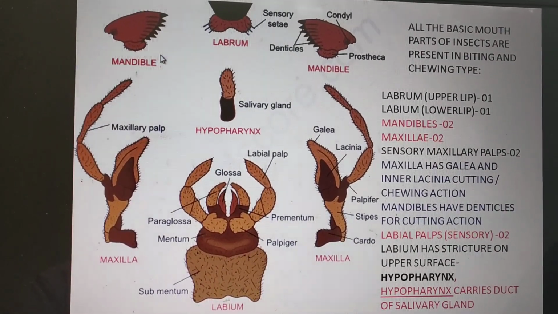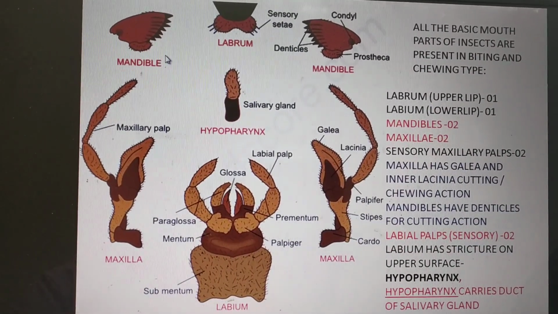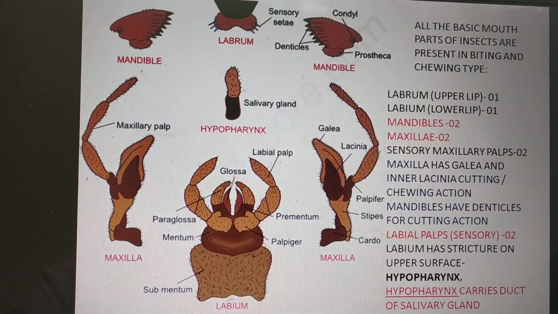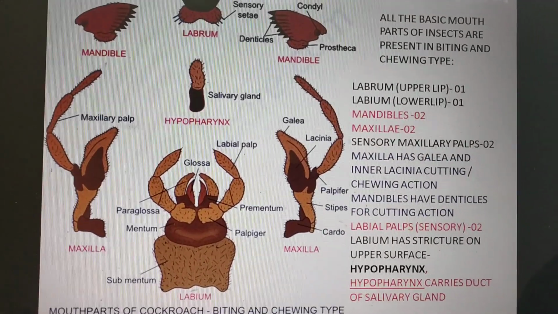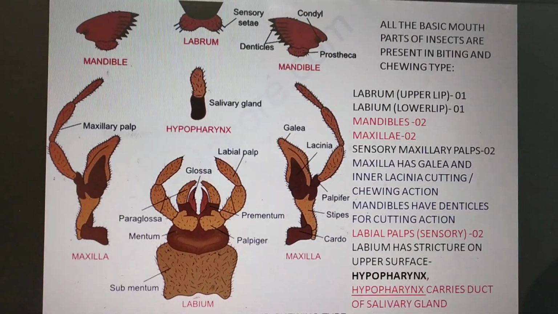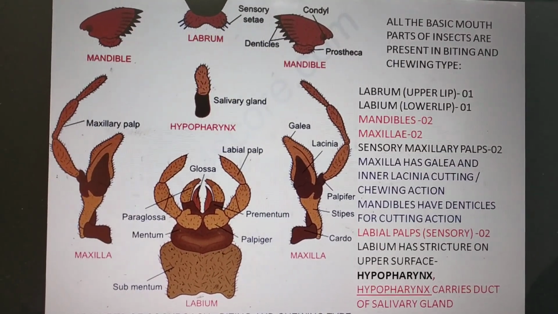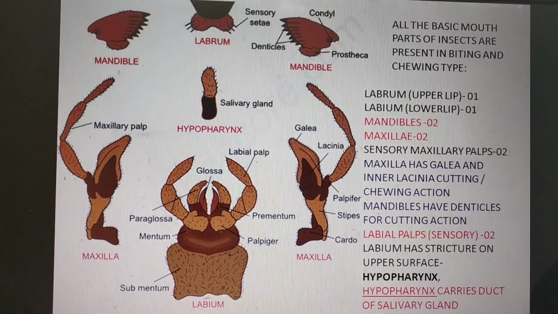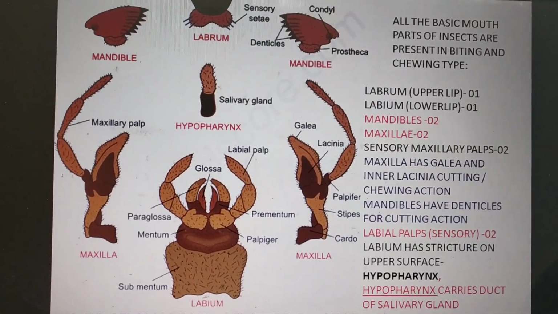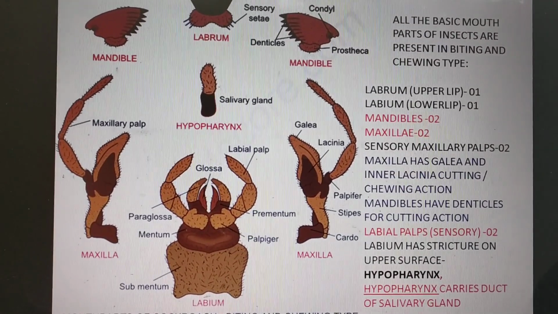As we have already discussed, there are 4 different types of mouth parts. Basic 4 different types of mouth parts. Apart from that, there are more, but there are 4 basic types. So what are the 4 basic types? These 4 basic types of mouth parts are mostly associated with the feeding habits of the insects.